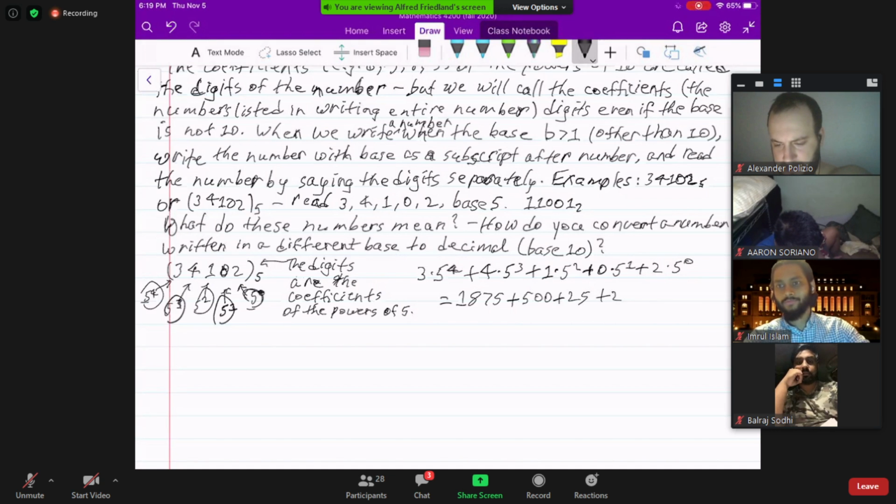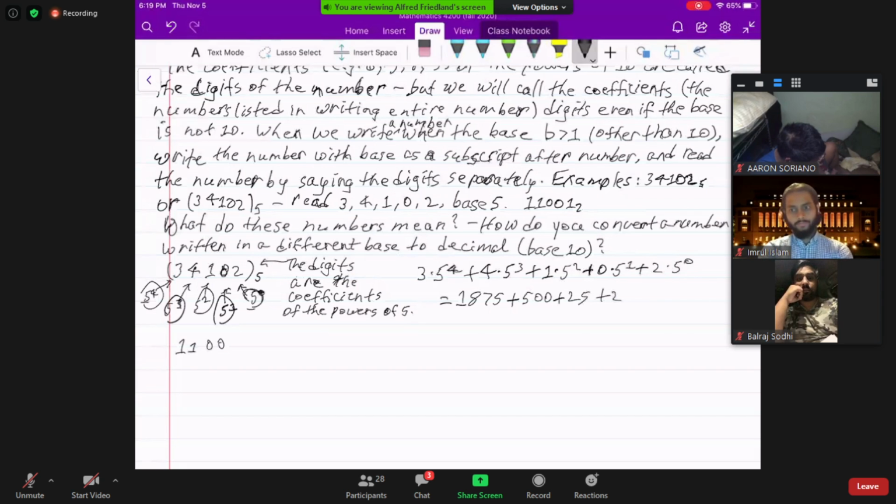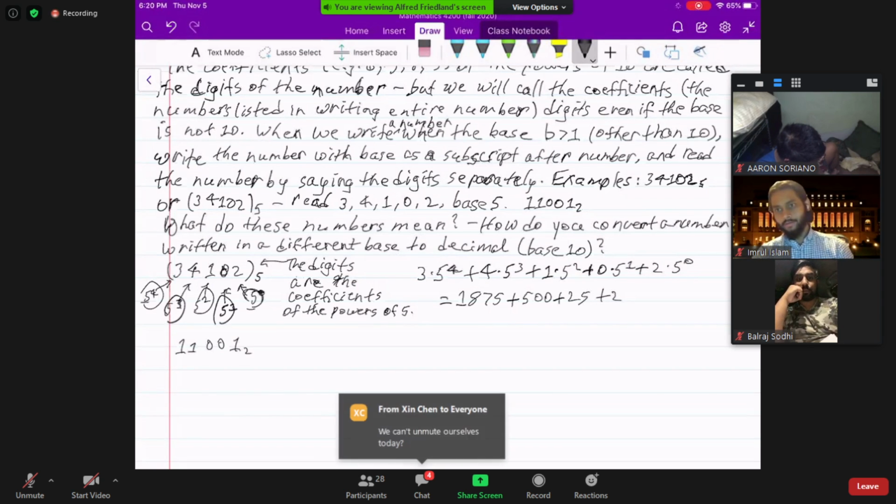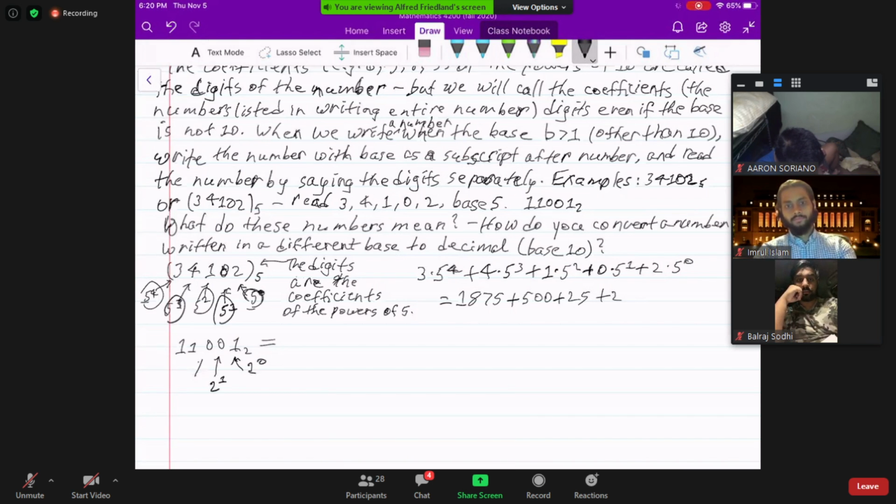Let's look at the other number that I have written up here, the 11001 base 2. So that 1 refers to the number of 2 to the 0s. That 0 is the number of 2 to the 1s. That 0 is the number of 2 to the 2s. That 1 is the number of 2 to the 3s. And that number is the number of 2 to the 4ths.